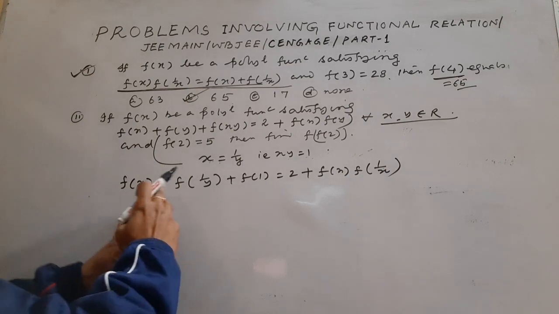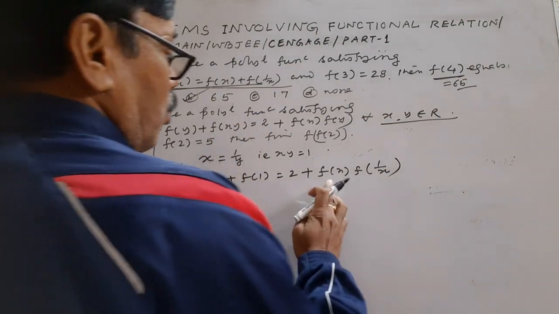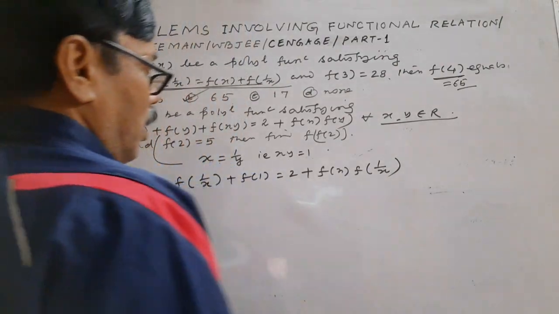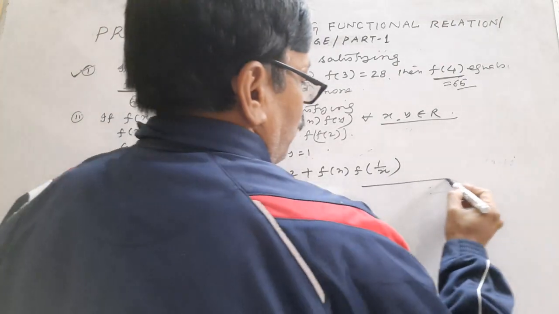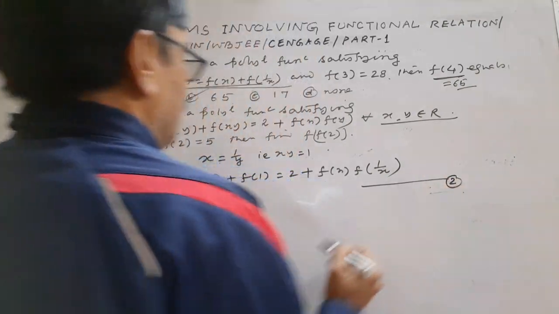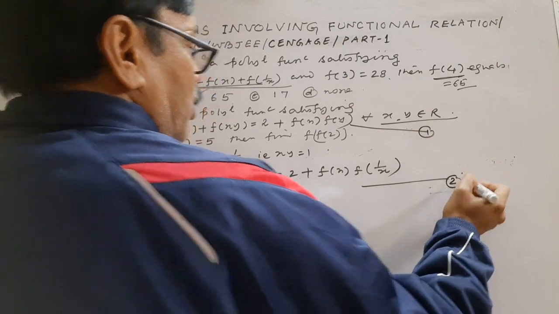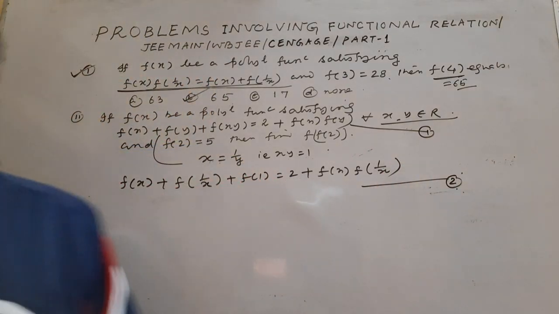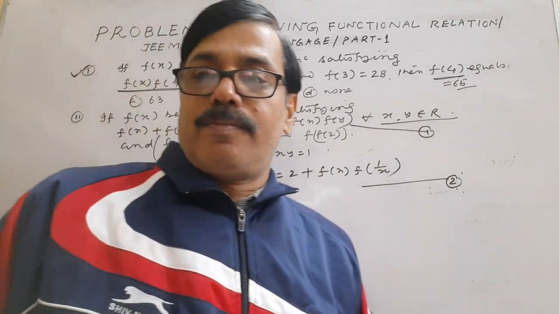So we get the previous relation: f(x) + f(1/x) = f(x)f(1/x), if we can prove f(1) = 2. Suppose the given relation is 1 and this is 2. So our main aim will be to find f(1).